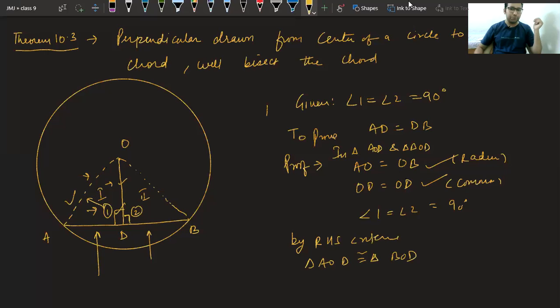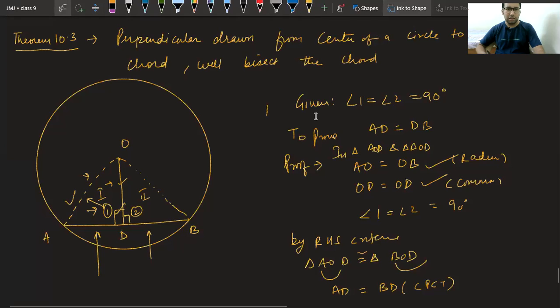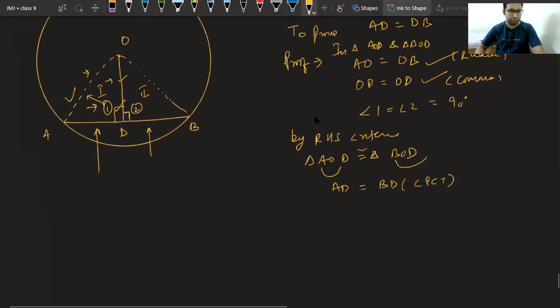And now we can say that AD, which is first and third, and BD, which is first and third, are equal because corresponding parts of congruent triangles. Suppose you don't want to go by RHS, then you can go for, sir, how AO equal to OB. Very good, Yuvika. Thank you. Let's see. Yuvika, for your doubt, we will make a new diagram, okay? And you only will tell us how they are equal.